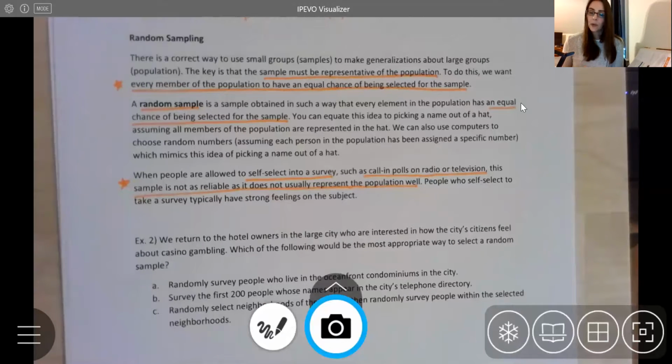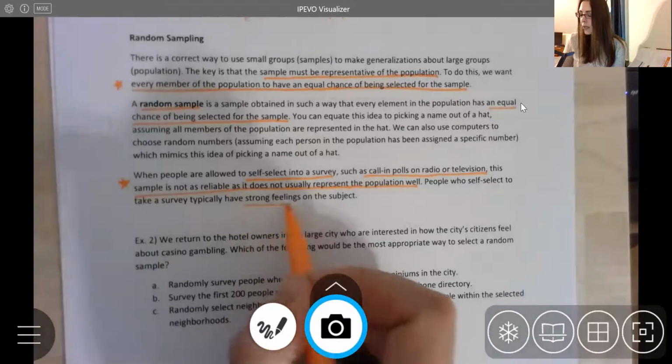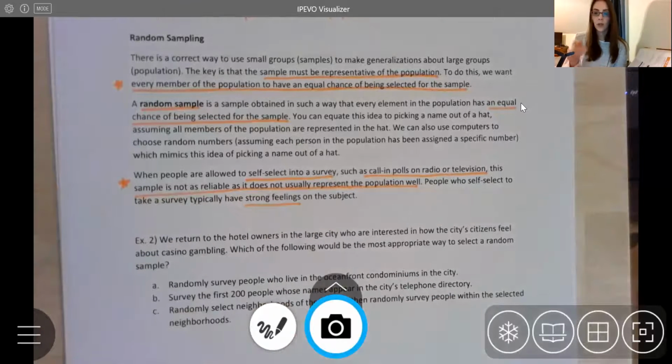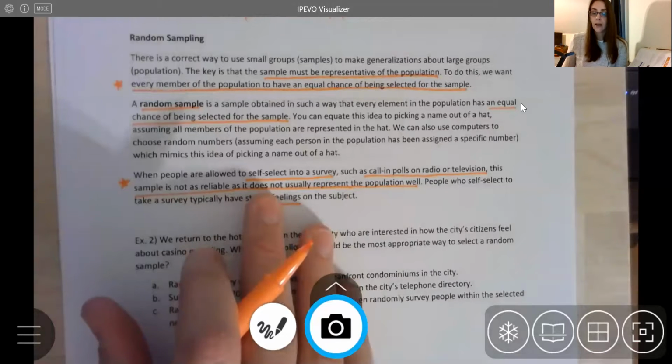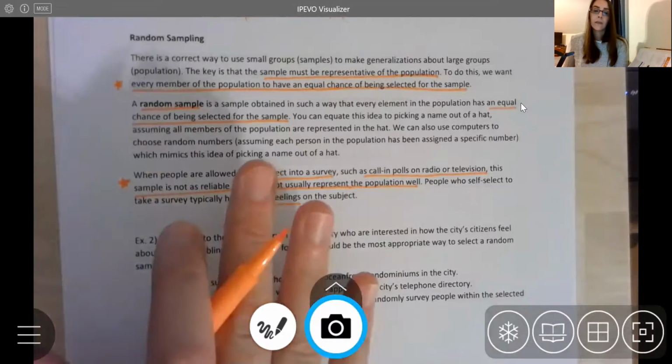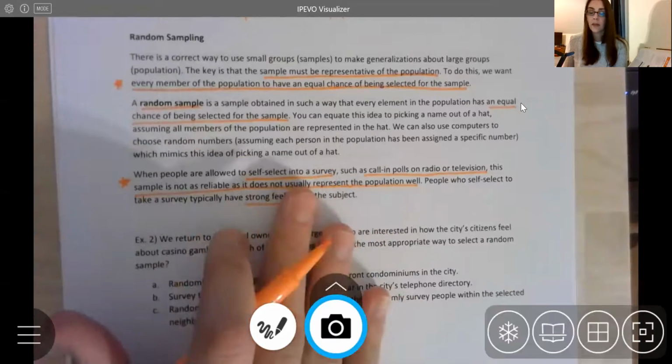Usually what happens is people who choose to call in to things like this, or choose to go to that website to take a survey, tend to have very strong feelings on the subject. So they usually sway either positive or negative very strongly, and they sway your data. So it may not be representative of the whole population. Self-selected surveys, although they're fun, and you see them a lot in magazines in particular, and newspapers, are not necessarily representative of the population.